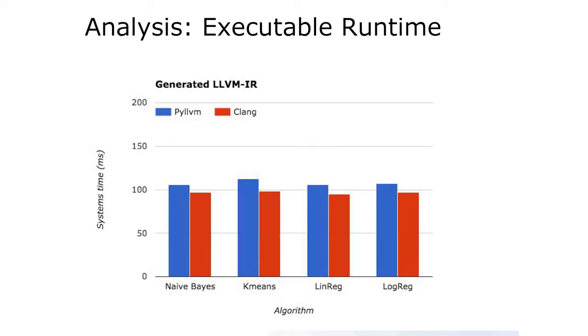These are the results. The blue is PyLLVM, the red is Clang, the y-axis is time. So you can see that pretty much across the board, PyLLVM is slower than Clang. Not too surprising, Clang is a much bigger project. However, it is kind of cool to see that we could write a 1,000 or so line Python program that would create LLVM IR that wasn't like an order of magnitude slower.